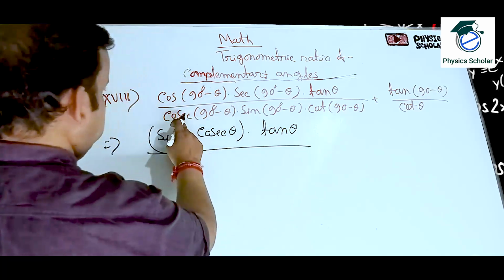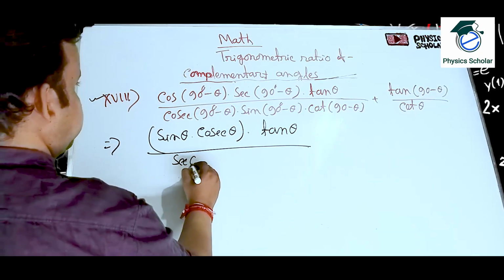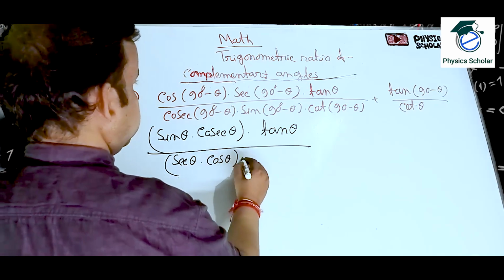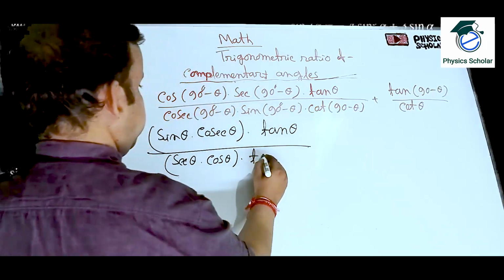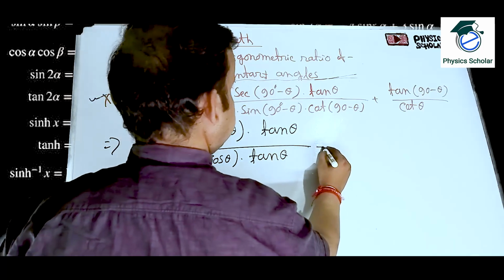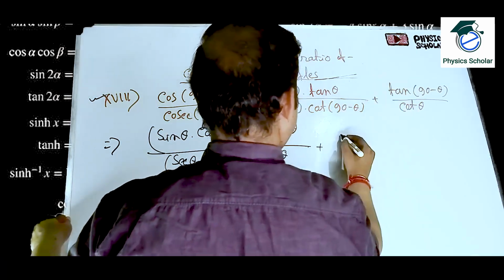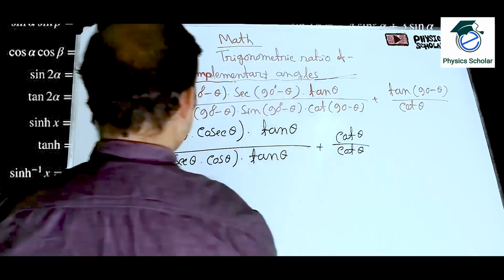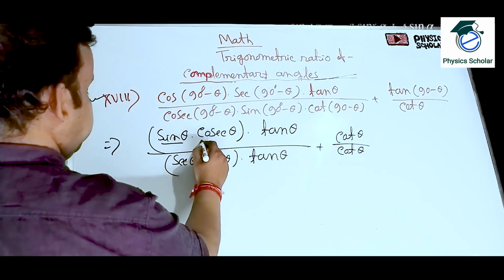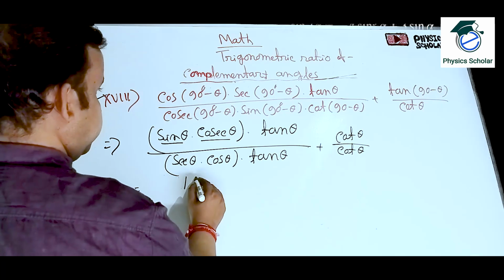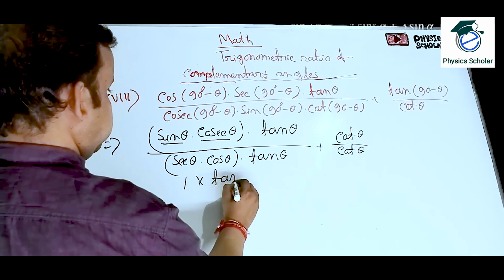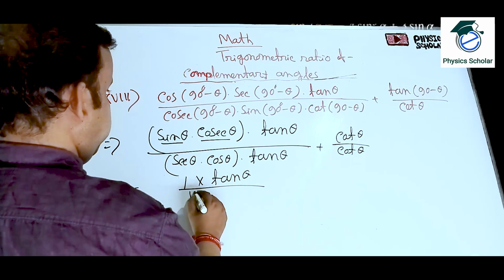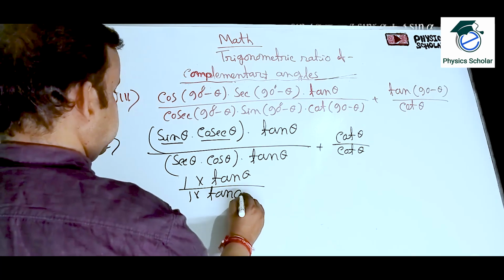Divide by cosec 90 minus theta, what can we write? Sec theta. Into sin 90 minus theta, what can we write? Cos theta. Clear? Into cot 90 minus theta, what can we write? Tan theta. Clear? Plus tan 90 minus theta, what can you write? Cot theta. Divide by cot theta. So sin theta into cosec theta means 1 into tan theta, divide by sec theta into cosec theta into cos theta means 1 into tan theta. Clear?